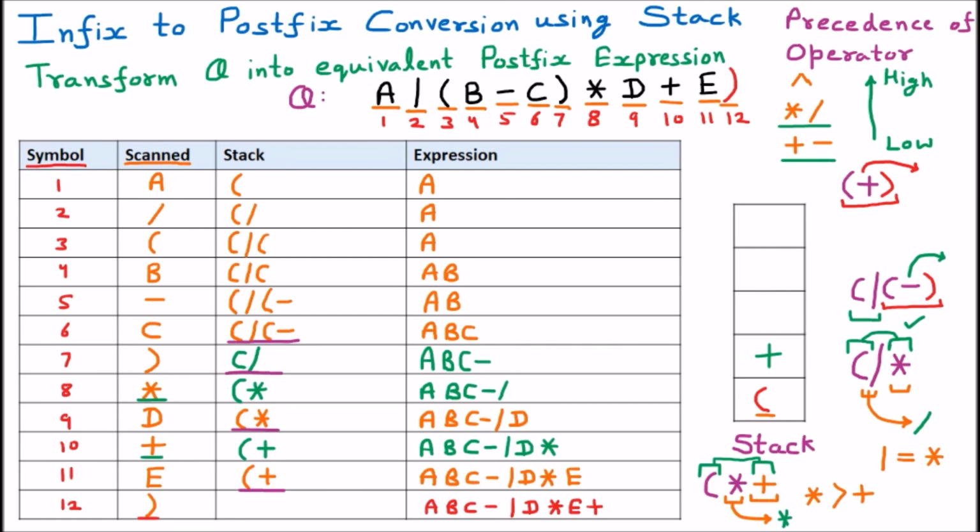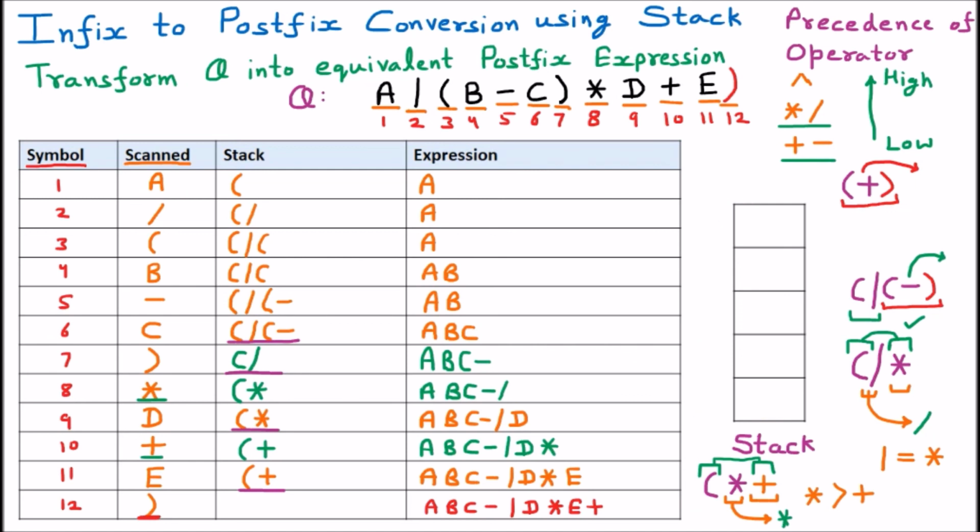But if I go with the algorithm, the algorithm says that whenever a closing bracket is encountered, we have to pop out the operators and put them after the expression. So here the plus is popped out and put after the expression, which we have already done. And then we pop out the next bracket. So this starting bracket is popped out and cancelled with the closing bracket. So now the stack is empty. There is nothing inside the stack.